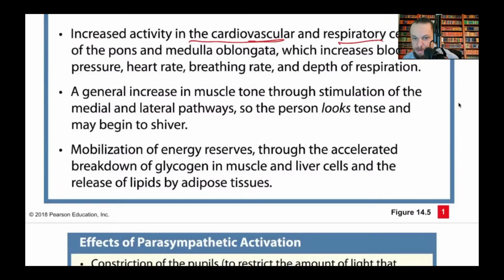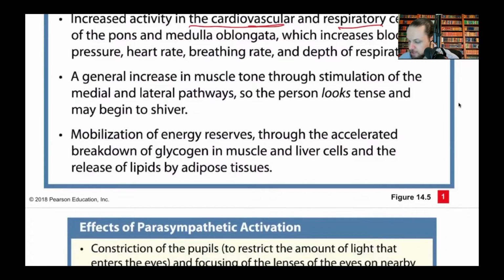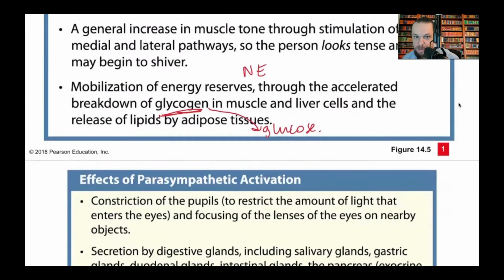In muscle and liver cells, I said norepinephrine can break down glycogen into glucose. It can turn glycogen into glucose. This is important in diabetics, right? In diabetics who experience hypoglycemia, if you check their heart rate, their heart rate is elevated, because norepinephrine is being released, right? And they are trying to break down their glycogen stores in the liver.